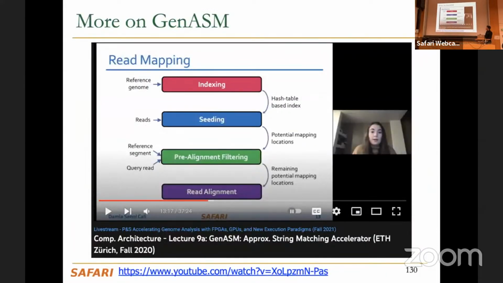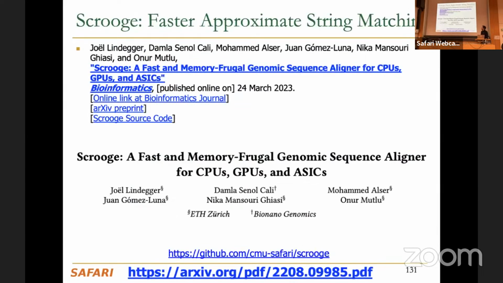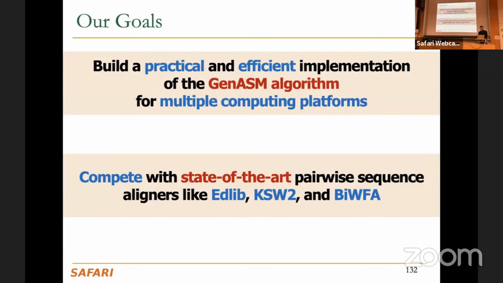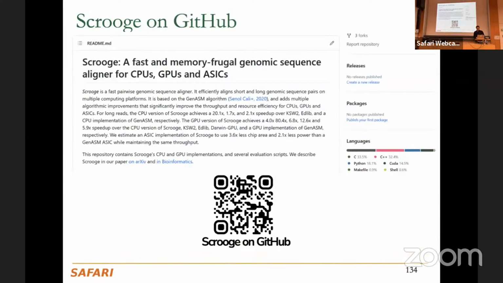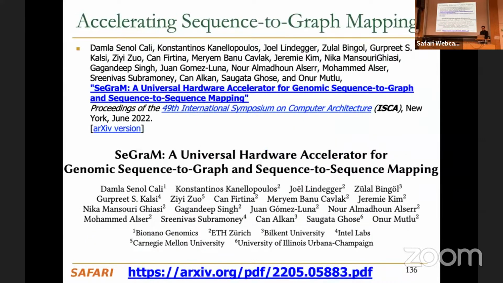If you're interested in learning more about Genome, you can take a look at this talk video that was delivered by Damla, who is now at 10x Genomics. We also further improved the Genome algorithm with Scrooge by doing some optimizations and implementing it not just on hardware, but also for CPUs and GPUs. So there is still room for further improvement, and one can work on it to provide further performance and energy improvements. This is a talk video if you're interested.